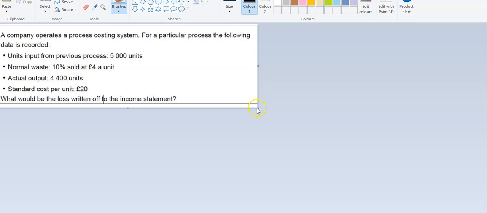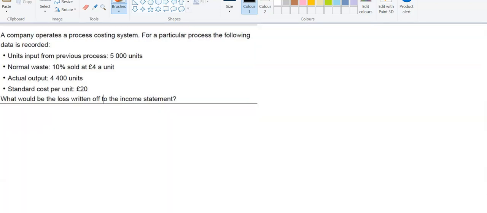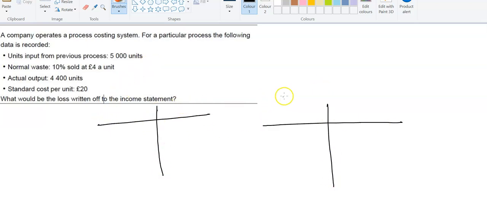So let's just discuss this again very briefly. Okay, great. So what was I saying? I was saying there's two accounts you need to open: a loss account and the actual process account. So what does that mean?